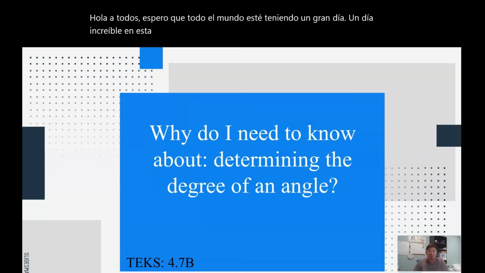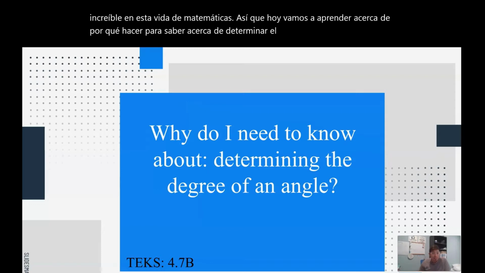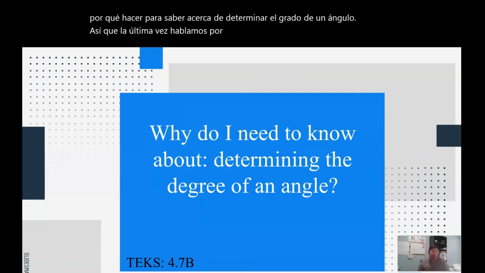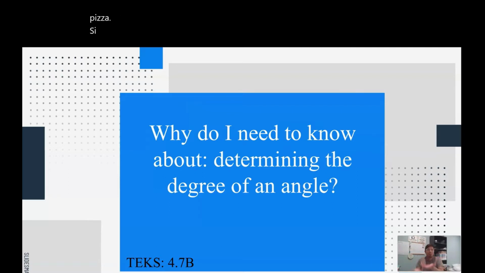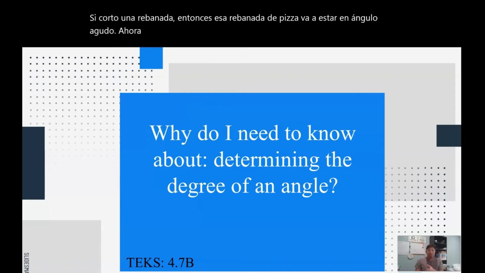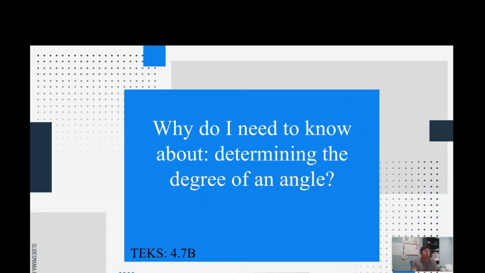So today we're going to be learning about why I need to know about determining the degree of an angle. So last time we were here, we were learning about how to relate circles to angles, right? Just like a pizza, if I cut out a slice, then that slice of pizza is going to be an acute angle. Now we're going to determine what the degree is for that angle, okay? So today's TEKS is 4.7b, okay? Alright, so let's get started.